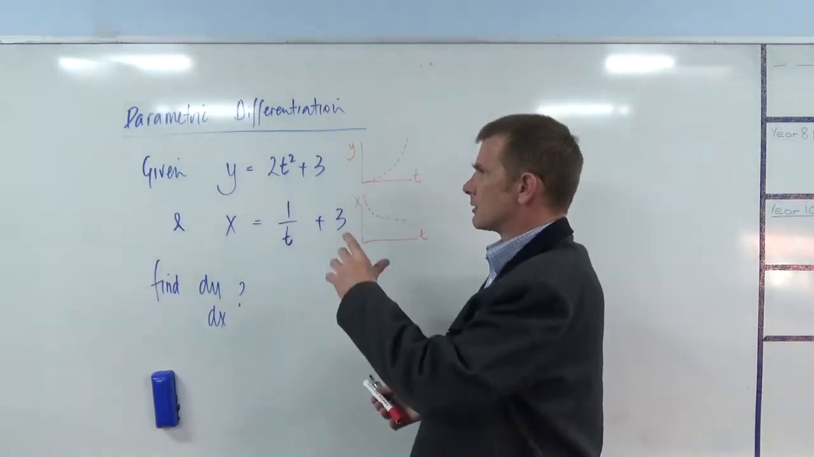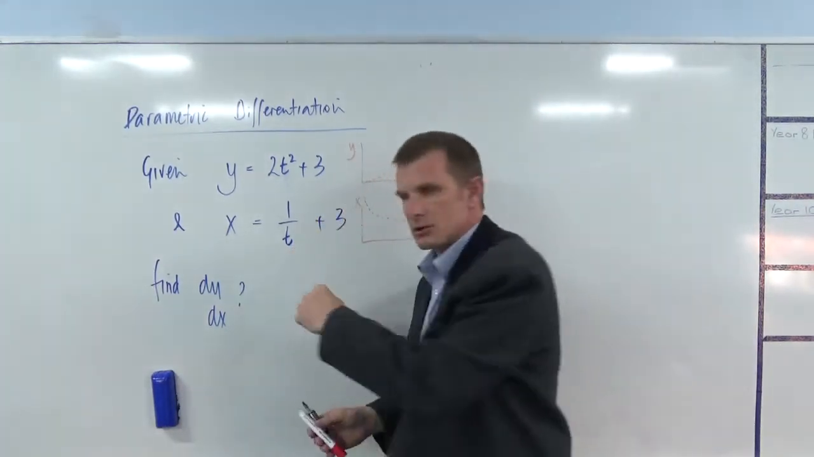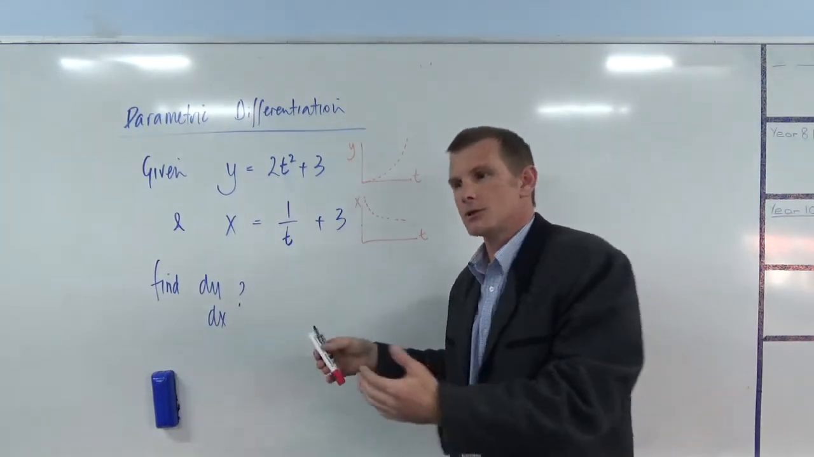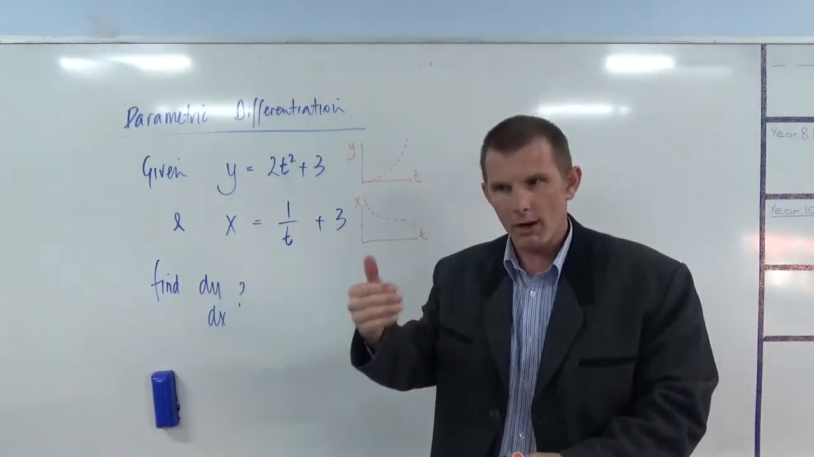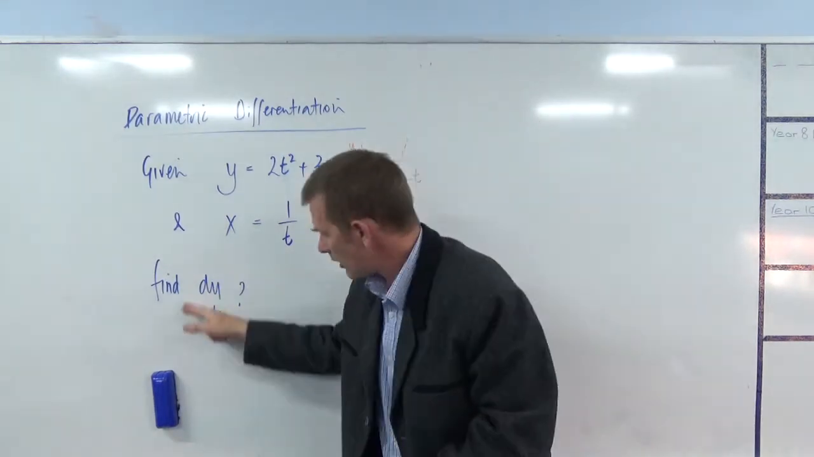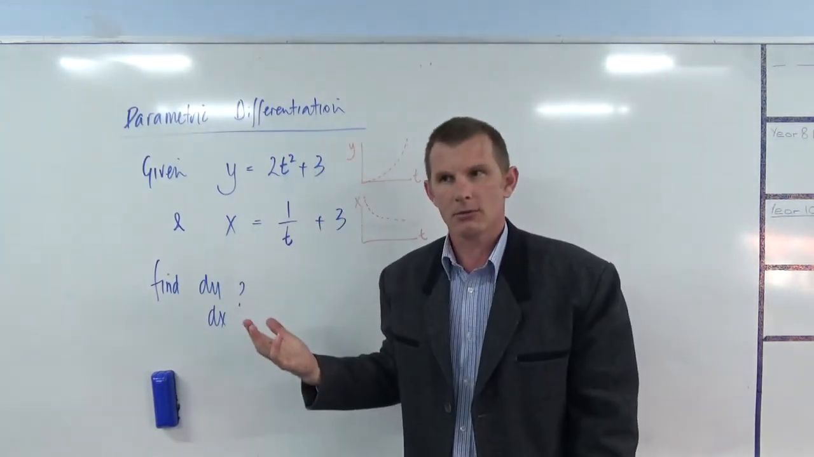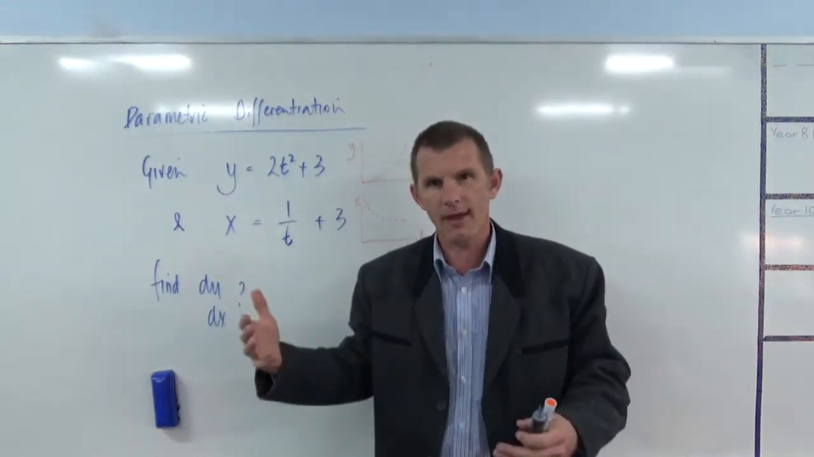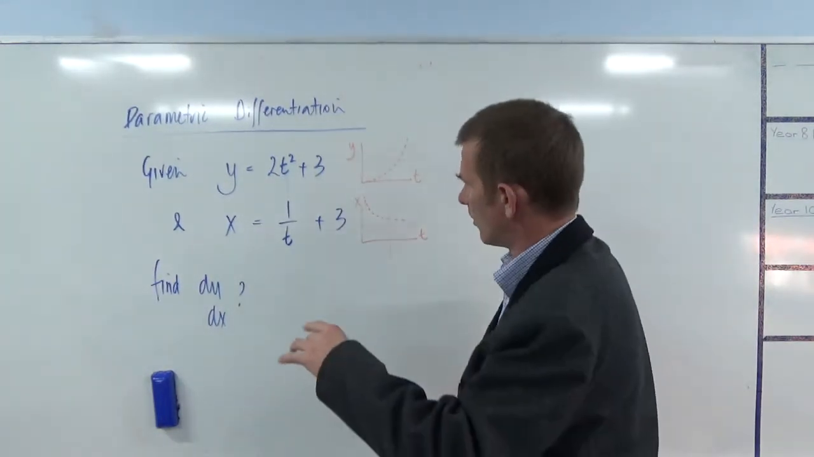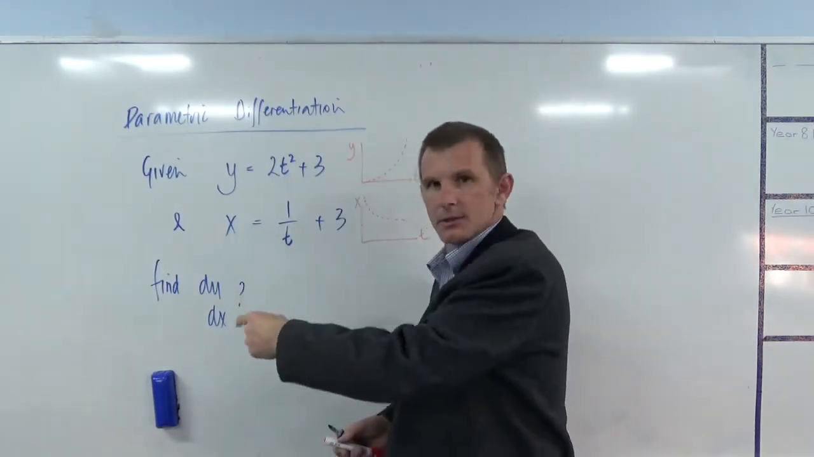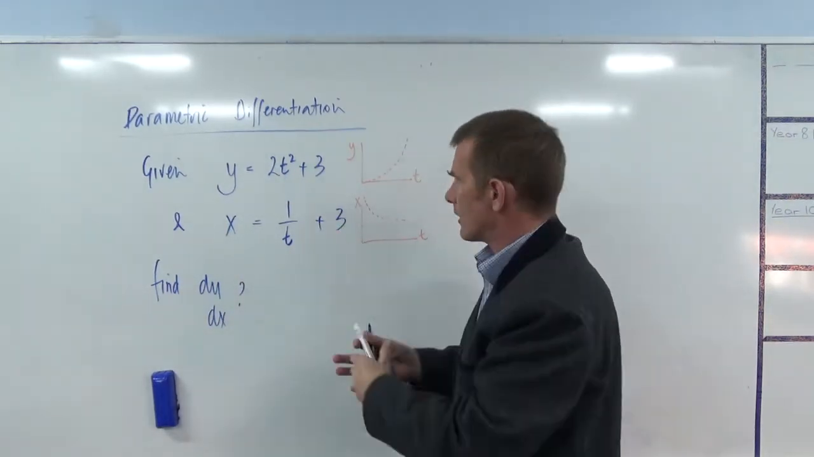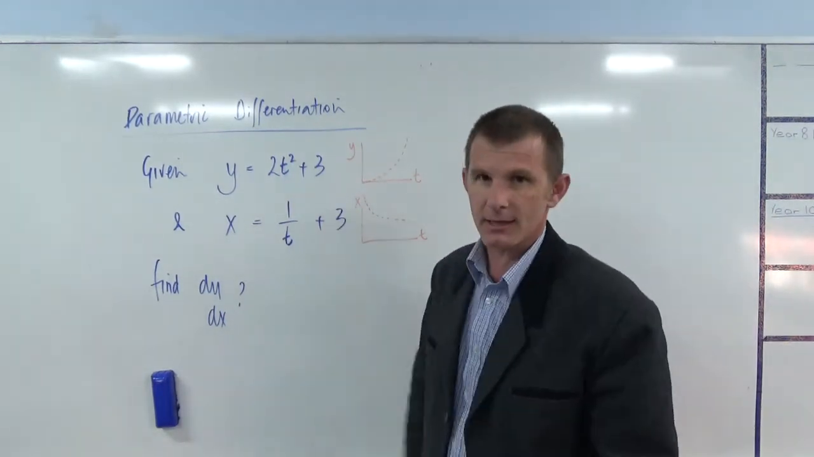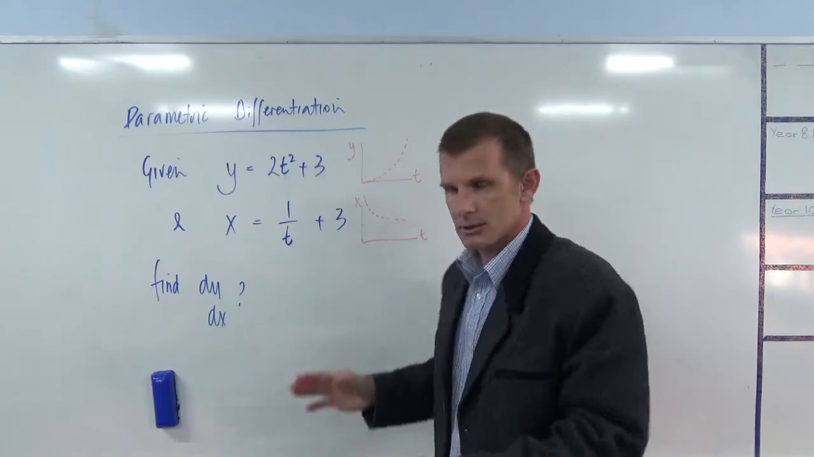Now oftentimes you don't want it in terms of time, or you don't want to know what's happening to this object in terms of time. You want one in terms of the other. So you might want to find dy dx. Well, how do I do that? I don't have a function that is y in terms of x. Now you might say, why wouldn't we rearrange one, substitute it into the other, so that we can then differentiate it? Well, you could do that, and sometimes that is the easiest way to go. But let's look at another way.